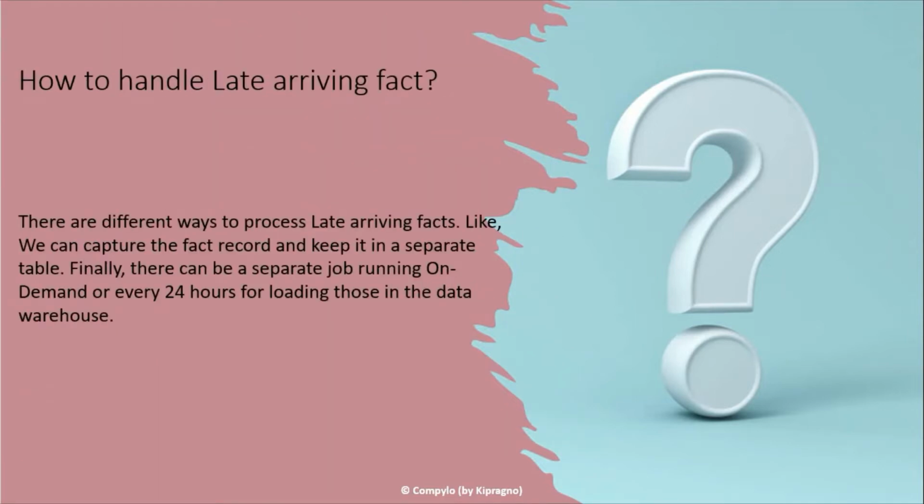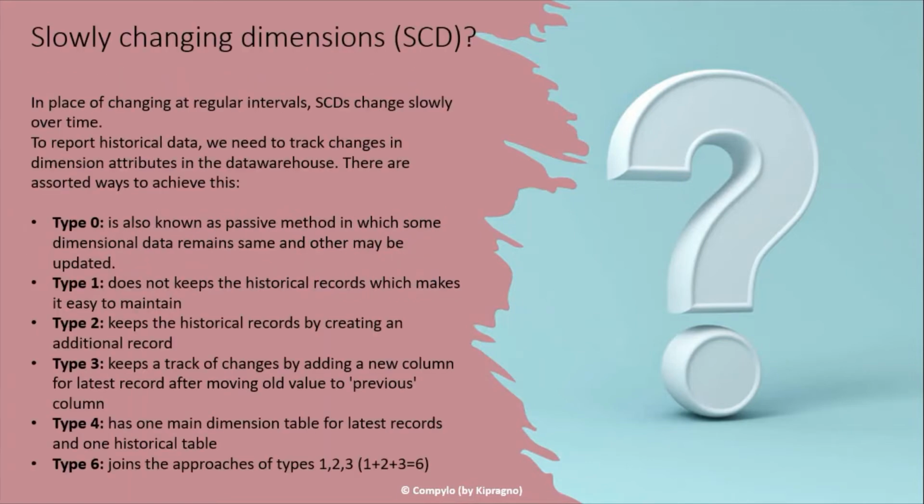How to handle late arriving fact? There are different ways to process late arriving facts, like we can capture the fact record and keep it in a separate table. Finally, there can be a separate job running on demand or every 24 hours for loading those in the data warehouse. What are slowly changing dimensions?